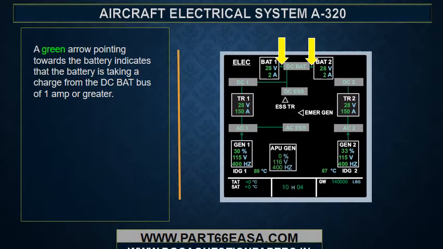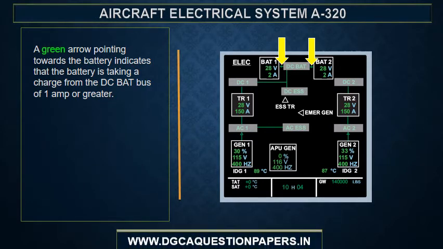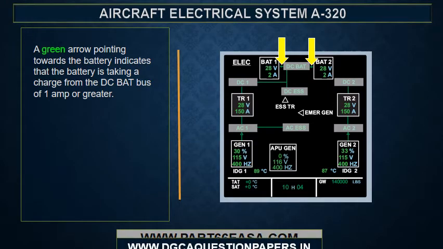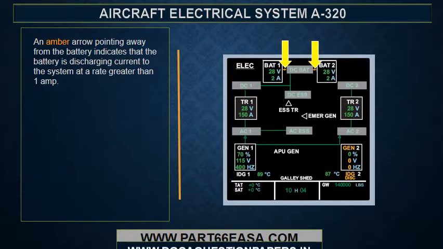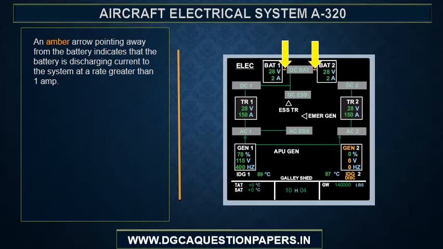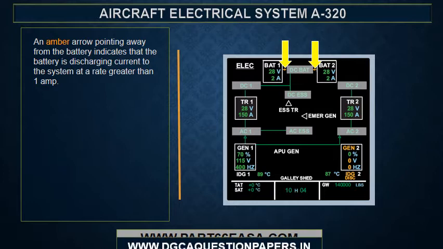A green arrow pointing towards the battery indicates that the battery is taking a charge from the DC BAT bus of 1 amp or greater. An amber arrow pointing away from the battery indicates that the battery is discharging current to the system at a rate of greater than 1 amp.